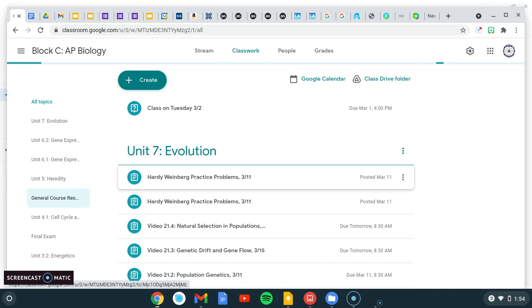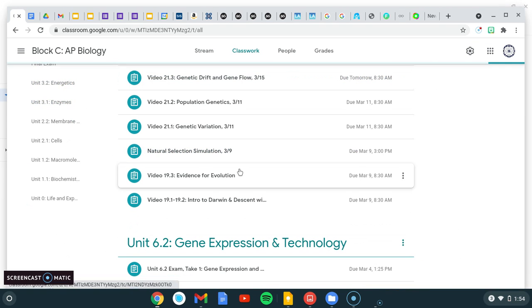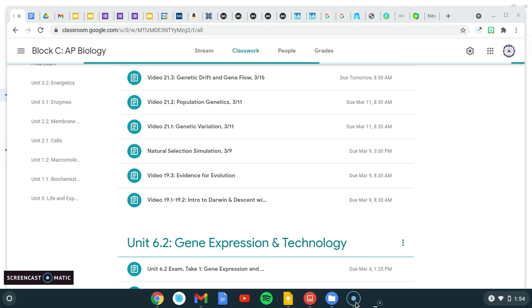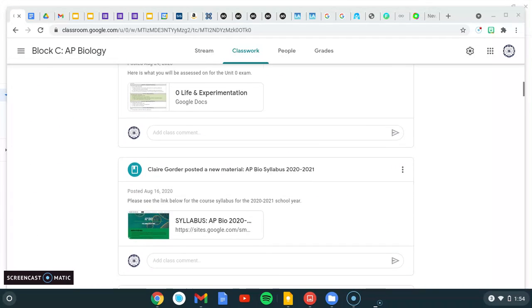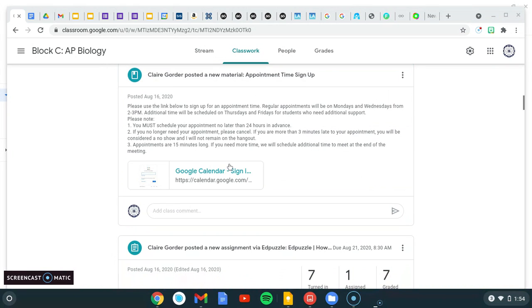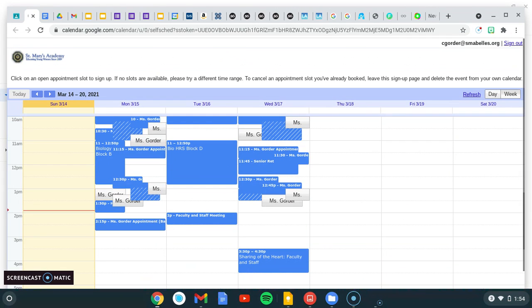Let's see, will it take me to the General Course Resources? To General Course Resources, I'm going to look for appointment time sign up. I'll click the link, and then it's going to bring me to the calendar. On the calendar, you can see anywhere where I have the gray, you are able to sign up for an appointment. If all the appointments are full, send me an email and I'll squeeze you in somewhere. I want to do everything I can to help you do well on this exam.